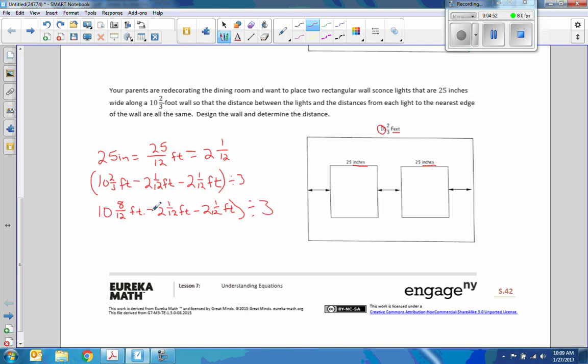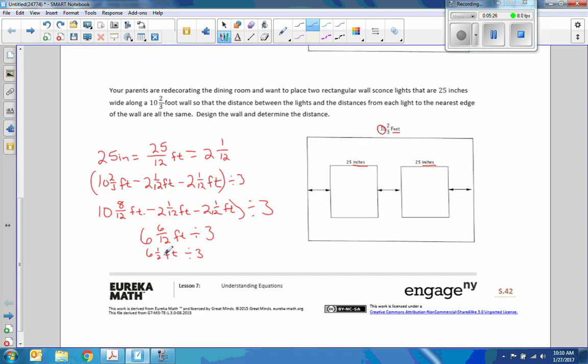10 minus 2 is 8. 8 minus 2 is 6. 8 minus 1 is 7. 7 minus 1 is 6, so I'm left with 6/12 feet divided by 3. Okay, now I'm going to reduce this to 1/2 foot. Right, 6/12 is a half, divided by 3.